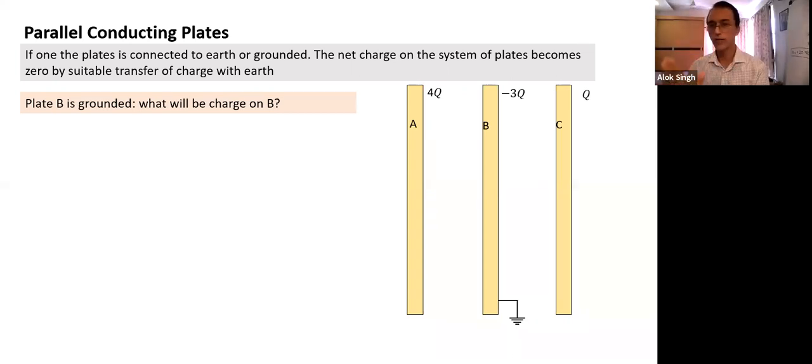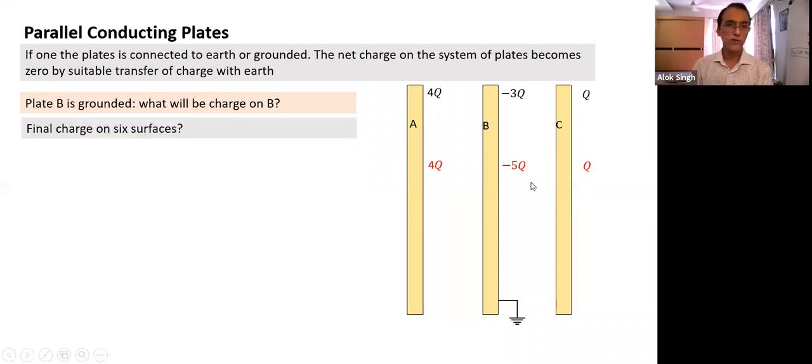Plate B is grounded, hence the charge on A and C will not change. Charge on A and C put together is 5Q. To make the net charge of the system 0, it has to be equal to minus 5Q. Perfect. So that's the first thing we find out. This becomes minus 5Q. The other two remain the same. It's a total charge. Next becomes simple.